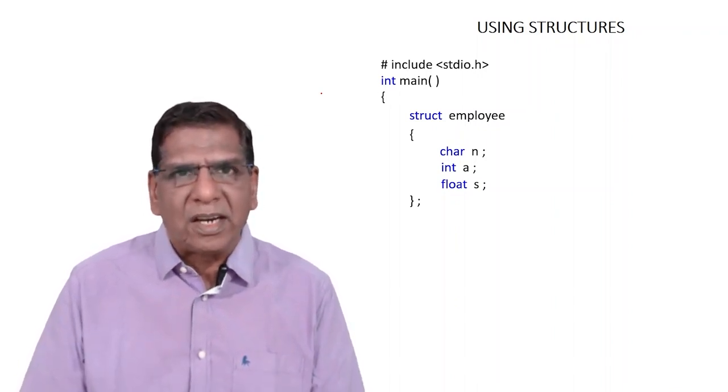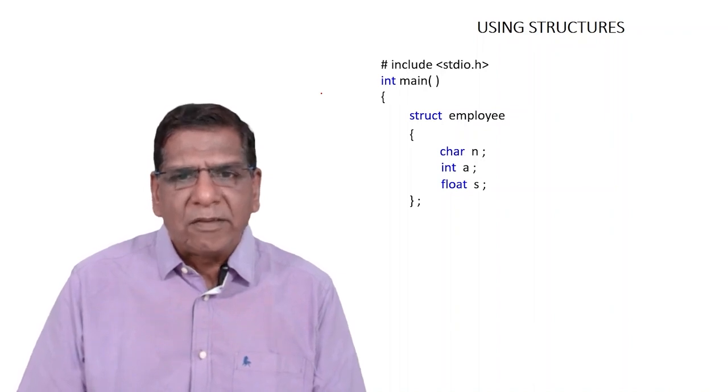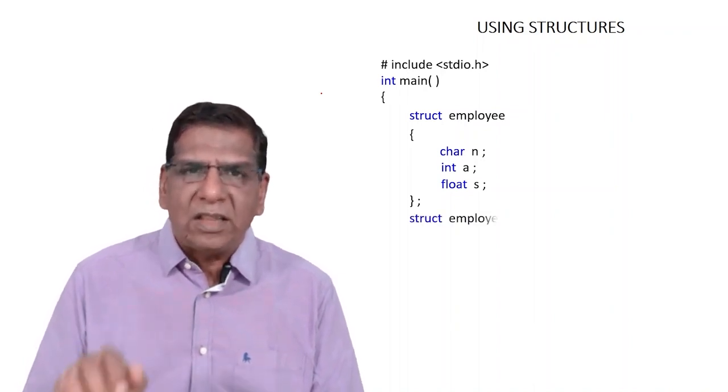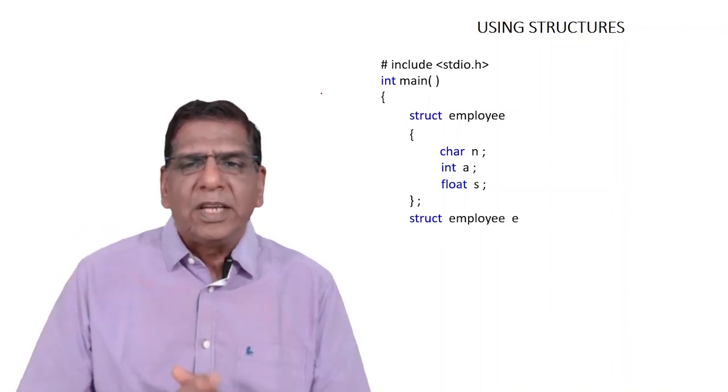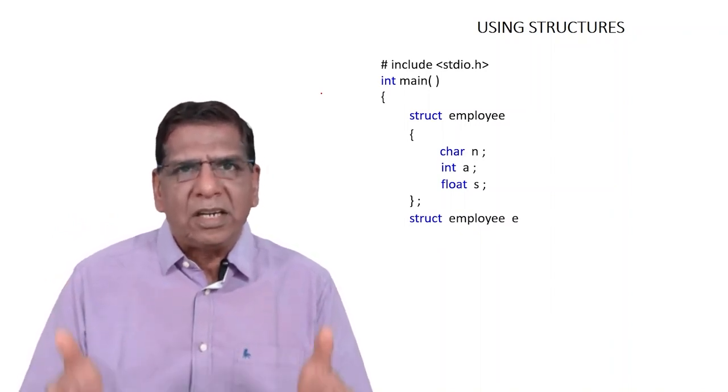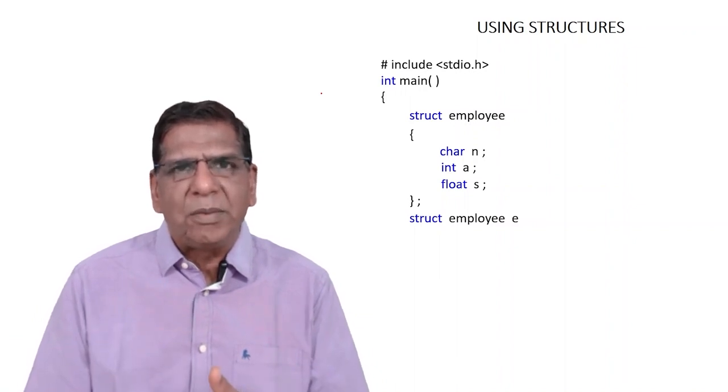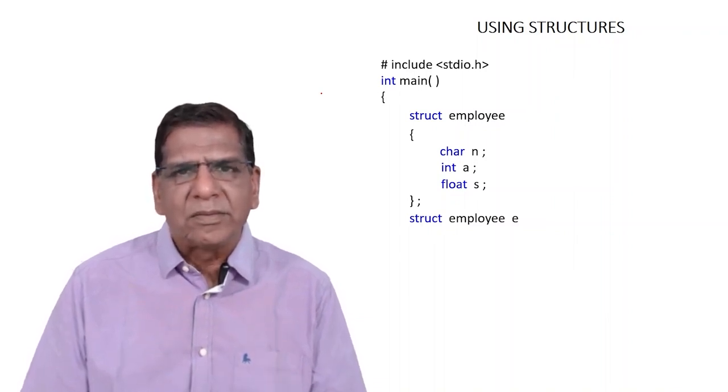it is merely a declaration. When I say struct employee E, now space is reserved. How much space will be reserved? If E contains a char name, int age, and float salary, then obviously it will be 1 byte for char, 4 bytes for integer, 4 bytes for float, totally 9 bytes.